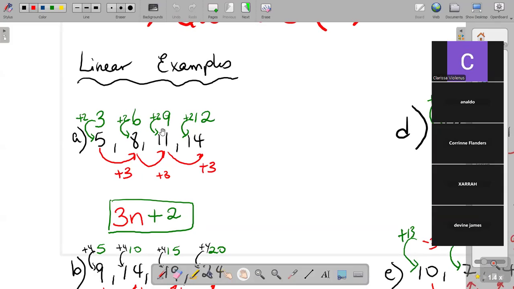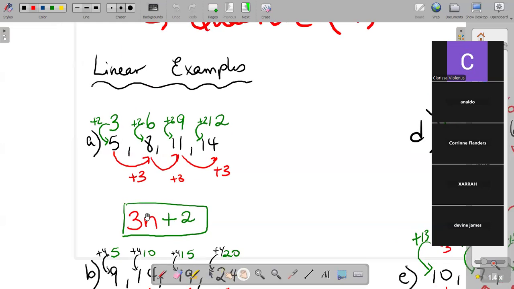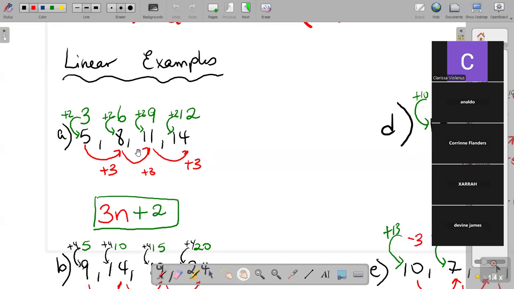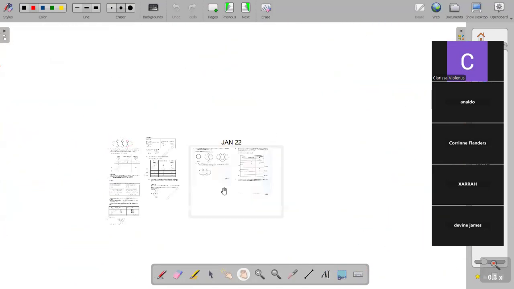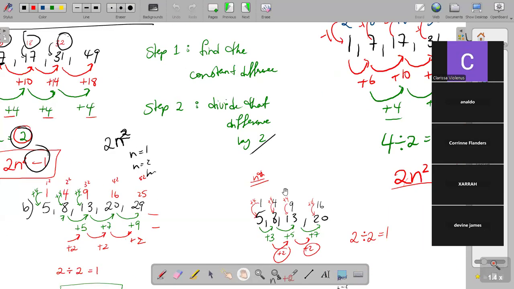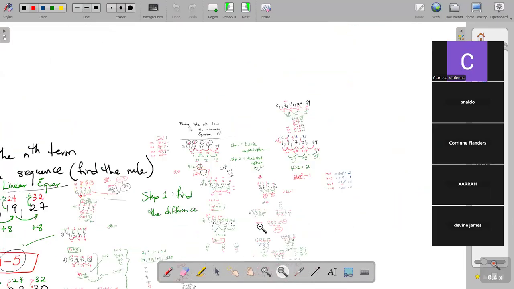Once we do that, we then identify how to go from the top number to the bottom. In this case, what we had to do was add 2, add 2, add 2, add 2. So that's why our formula is 3n plus 2. So for now, that's all I want you to pay attention to, and then we can get into it more after. All right, guys. So what we're going to do now is exam time.